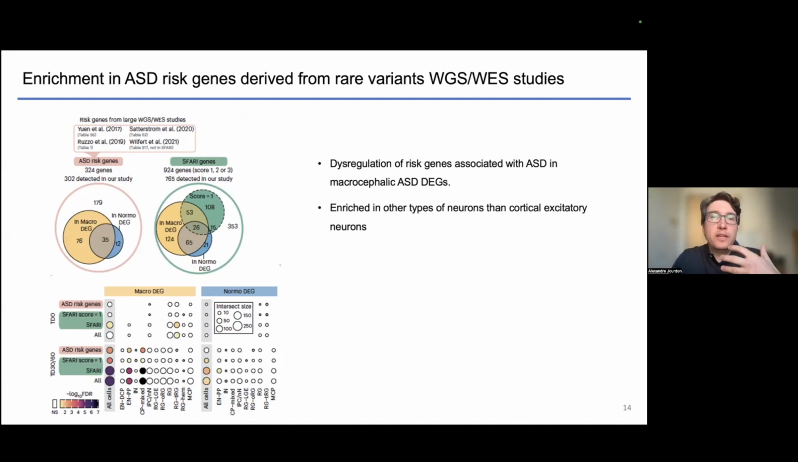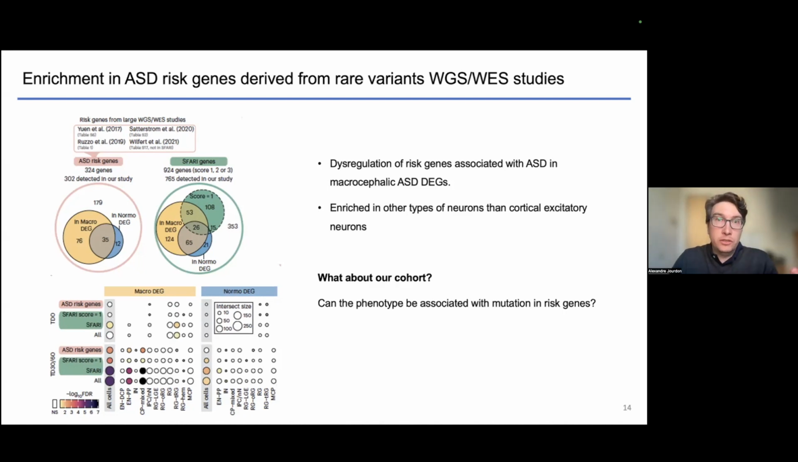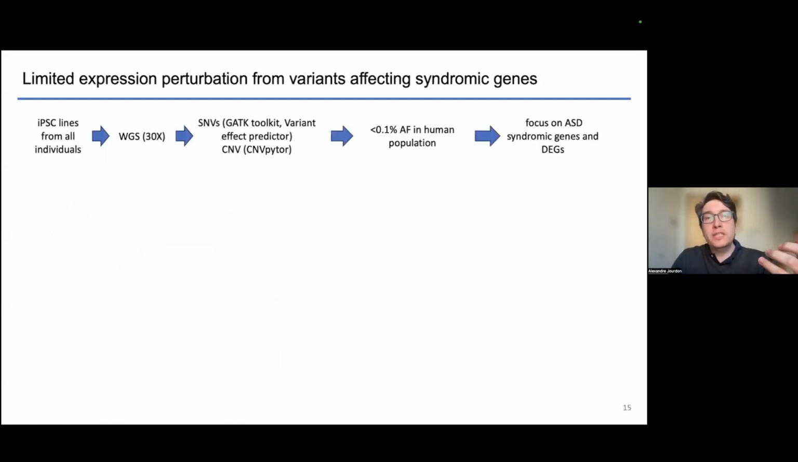But of course, that drives us to ask an important question: what about in our cohorts? Is there any association between what we see at the transcriptomic level and the mutations that could affect those risk genes? So we then focused more on the whole genome sequencing aspect. We sequenced all our iPS lines and called each variant present in the whole genome sequencing results, focusing on rare variants and notably on genes that were either characterized as syndromic for ASD in the literature or that were associated with DEGs in our results.